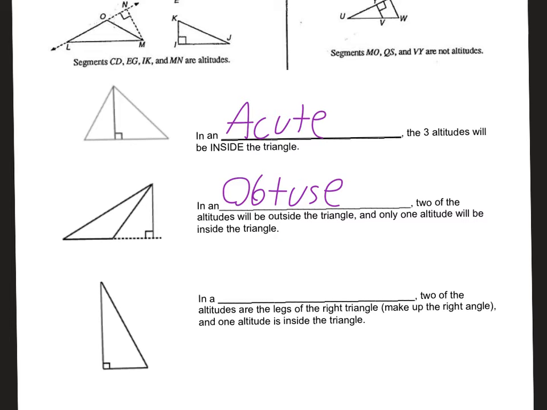Finally, in a right triangle, two of the altitudes are the legs of the triangle, which make up the right angle. This is going to be a very important way for us to determine if something is a right triangle or not, while 1 altitude will be actually inside the triangle. So for a right triangle, here's 1 altitude, here's another altitude, and there'll be a 3rd altitude in the triangle somewhere.